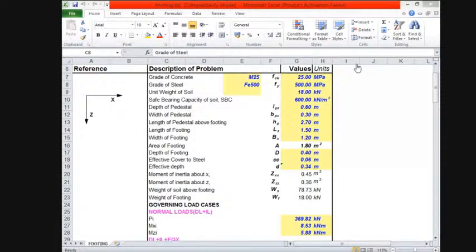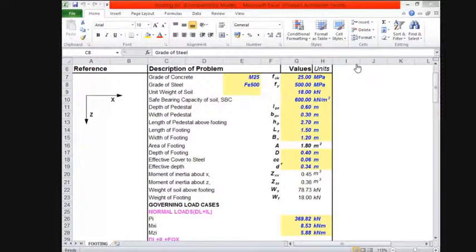So here, based on that column, I'm taking the width of the pedestal as 300 by 600. It depends on the width and depth of the flange also. Since it is a steel column, I have taken the pedestal as 300 by 600 mm. The next one is the length of the pedestal above footing.